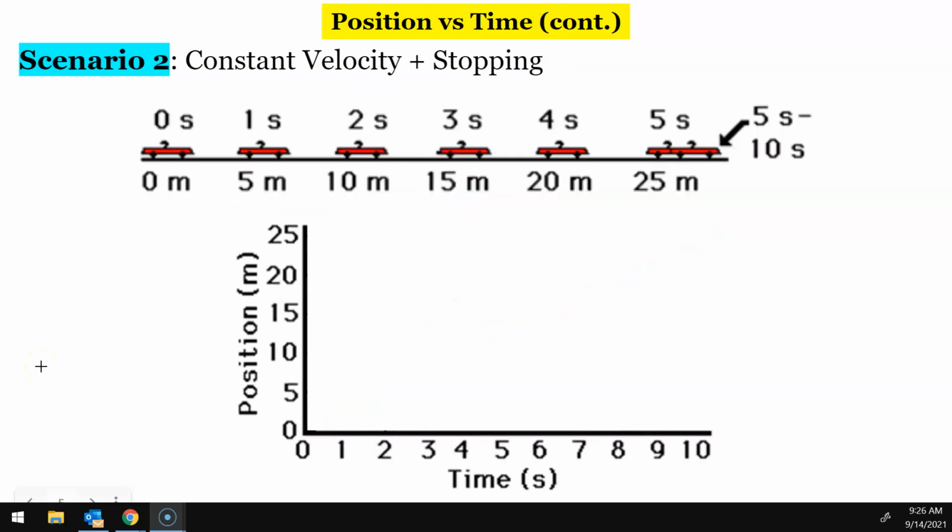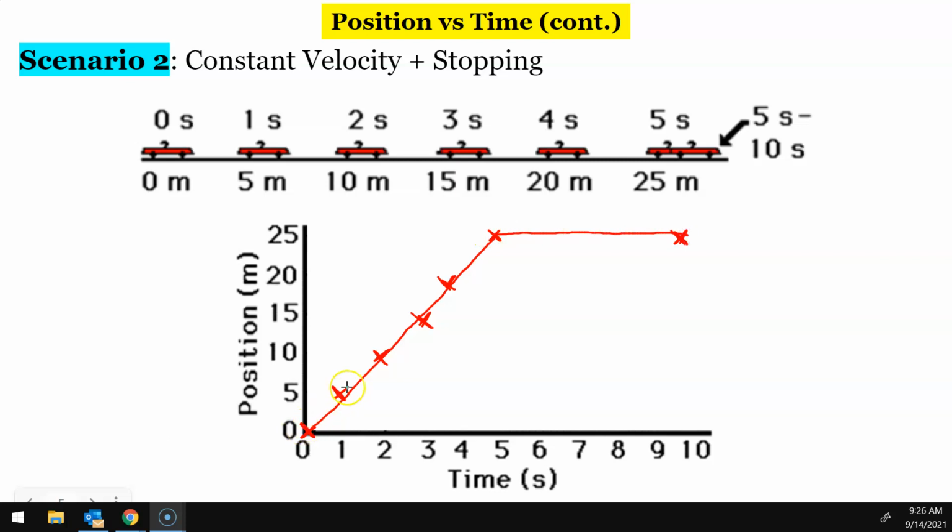In this example, we have something different going on. So we'll have constant velocity, but then we're going to stop. So let's go ahead and draw these points out. So 0, 0, right there. 1 second, 5 meters is right here. 2 seconds, 10 meters is right here. 3 seconds, 15 meters. 4 seconds, 20 meters. Okay. And then from 5 to 10 seconds, we're at 25 meters. So here to here. So let's connect the dots here. And then there we go.